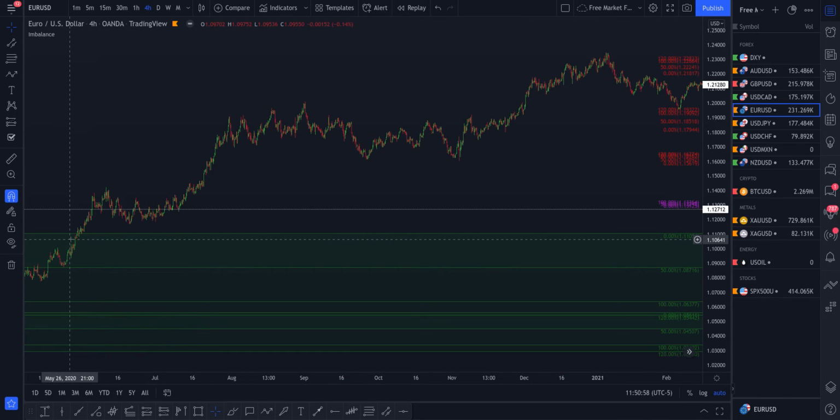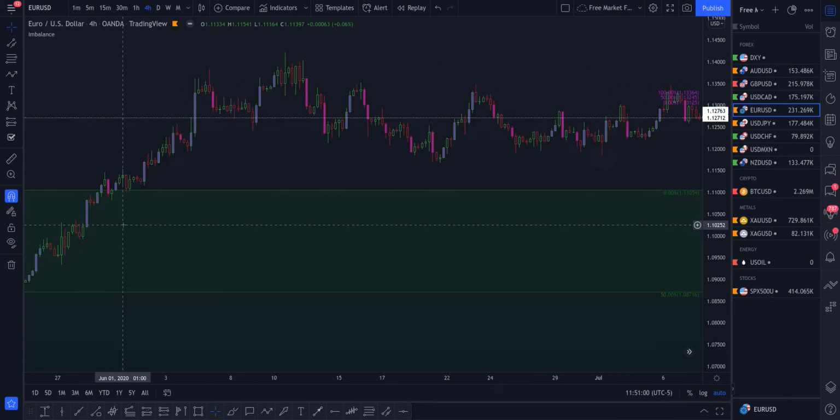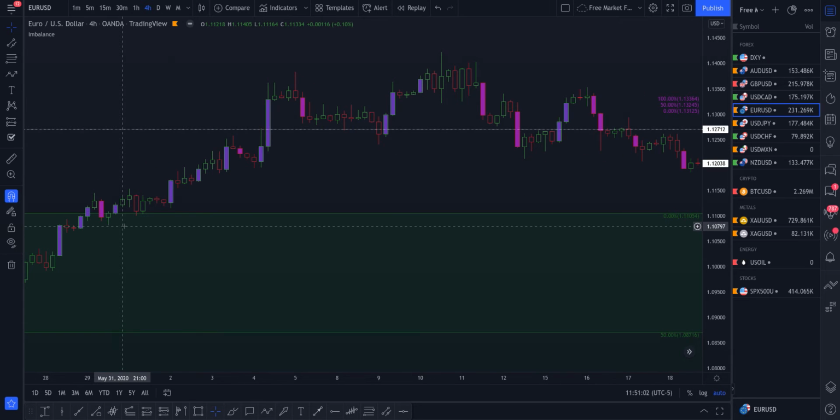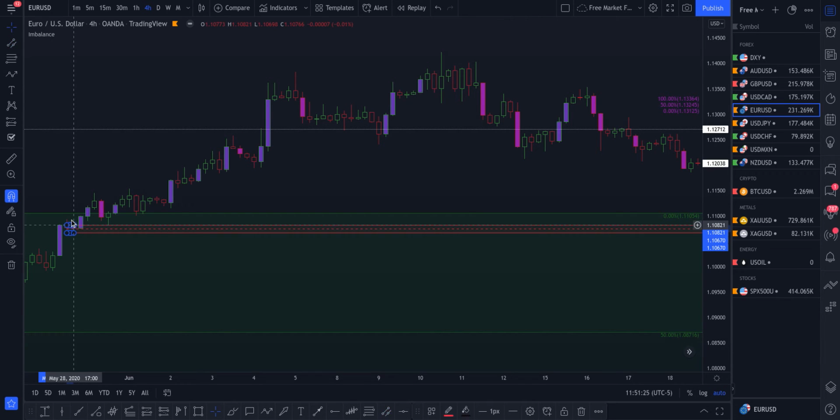These have already been mitigated except for this 4-hour demand here, which has not been mitigated as of yet. And what I would do is actually take it from this low. If we take it from the high of that doji, we can see where price has already tapped into it. And I typically like to take the whole of a doji.